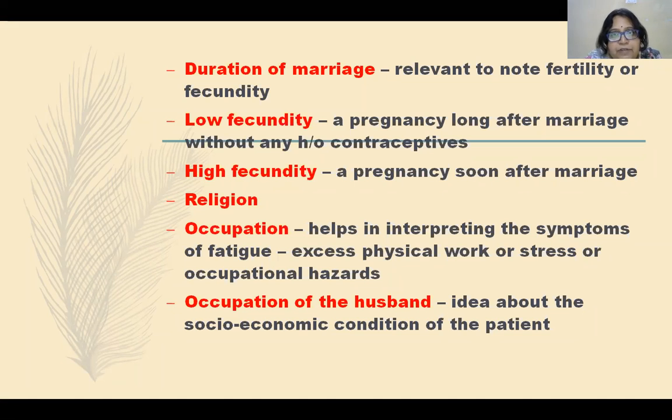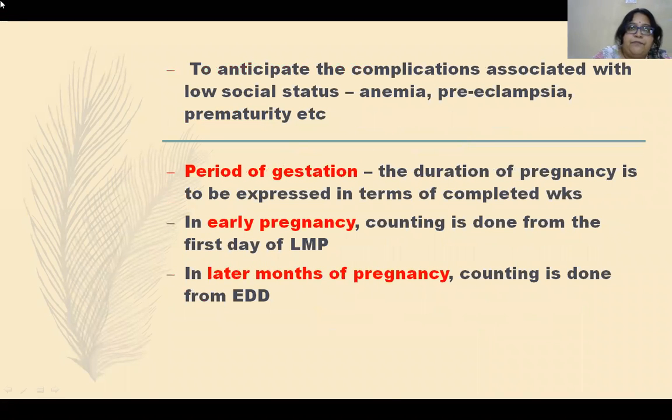Next is the occupation of the husband. Why is the occupation of the husband important? Because it will give you an idea about the socio-economic condition of the patient. If the woman is of low socioeconomic status, then we can anticipate problems like anemia, preeclampsia, or prematurity of the baby in this present pregnancy, and we have to treat and plan her pregnancy accordingly. So we need to know about the socioeconomic status of the patient.